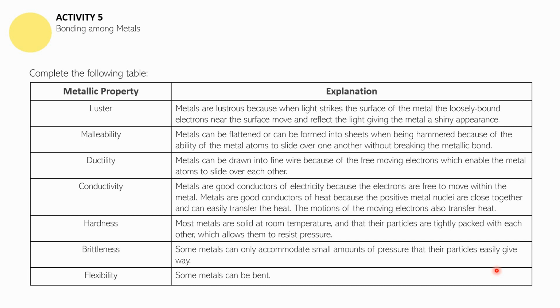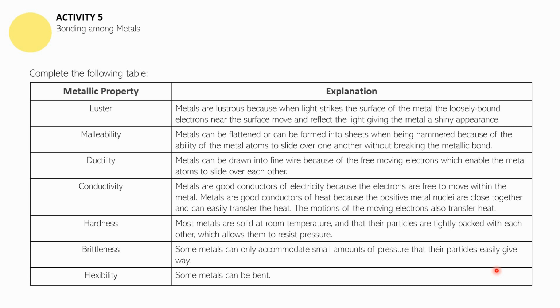Yeah, so next is conductivity. By conductivity, we mean the conduction of electrical and of thermal energy. Hardness and brittleness are quite related, but hardness is the ability of a metal to resist pressure, whereas brittleness is the ability of materials to accommodate only certain amounts of pressure and then they can break. That is a characteristic of a metal to break easily.